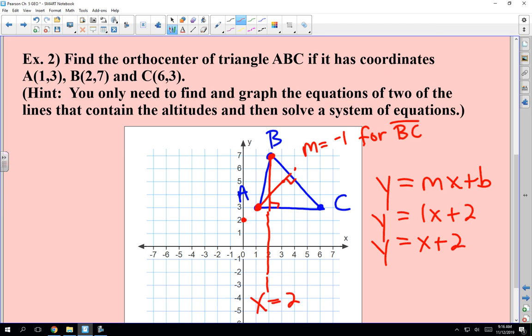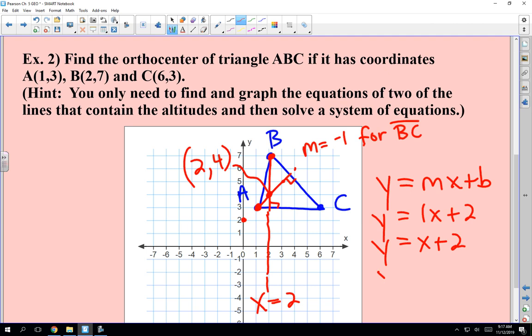So those are the 2 easiest ones. Like I said, I just kind of mentioned it. I said we might be able to just tell from the graph where the orthocenter is. Can you tell from the graph where the orthocenter is? Yeah. Looks like it's right here at 2, 4. Will you always be able to tell from the graph what the orthocenter is? No, that's why they suggest here that we find 2 equations and then use substitution or elimination to solve.